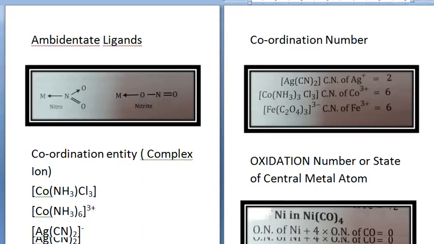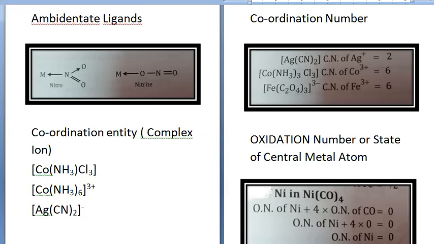Now next is coordination number. The total number of coordinate bonds formed by the central metal with the ligands, or the total number of ligands attached to the central metal, is called the coordination number of that ion. Let us see a few examples. In [Ag(CN)2]-, the coordination number of Ag+ is 2 because 2 cyano ligands are attached to it. Similarly, in Co(NH3)3Cl3, the oxidation state of Co is 3+, but how many ligands are attached? 3 NH3 and 3 Cl. So the total coordination number is 6. Similarly, in [Fe(C2O4)3]3-, the coordination number of Fe3+ is 6.